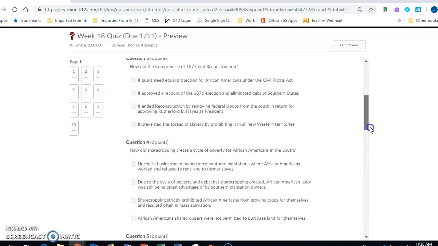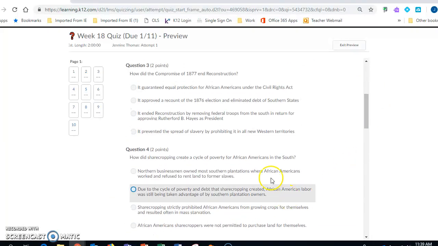Question 3. How did the Compromise of 1877 end Reconstruction? It guaranteed equal protection for African Americans under the Civil Rights Act. It approved a recount of the 1876 election and eliminated debt of Southern states. It ended Reconstruction by removing federal troops from the South in return for approving Rutherford B. Hayes as president. It prevented the spread of slavery by prohibiting it in all new Western territories.